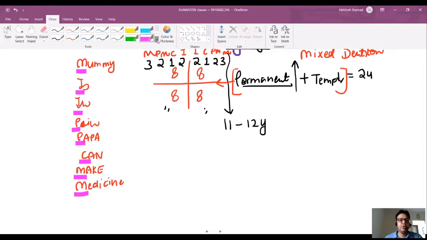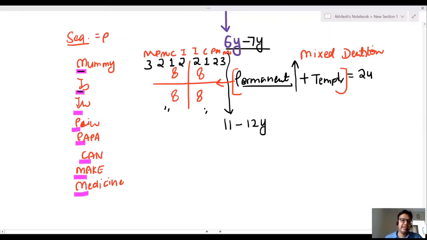Doctor, first tooth erupts. The first tooth to erupt is the molar. Yes, molar. Then incisor. Then incisor. Then premolar. Then premolar. Then canine. Then molar. Then molar. This is the sequence. So that is a trick we can do.